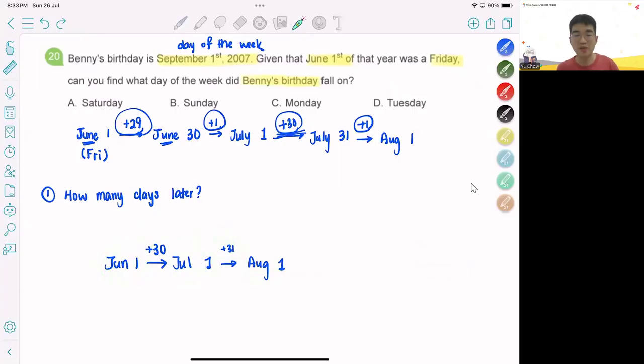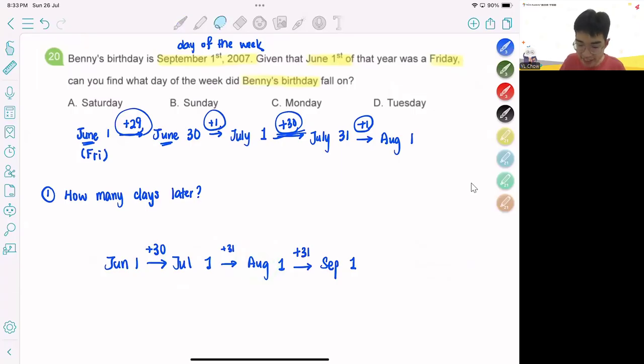Right. So this is a shortcut to find out how many days later it is to go from a date in a certain month to the same date in the next month. Now, we want to go to September 1st. That means from August 1st, I need to continue to September 1st. How many days later is that? Remember, we just need to look at how many days there are in the month of August. 31 days. So this time I will plus 31.